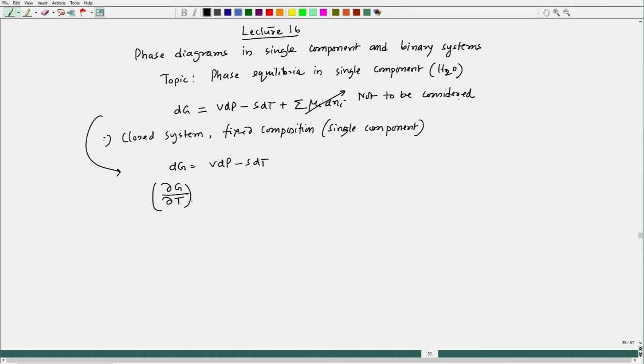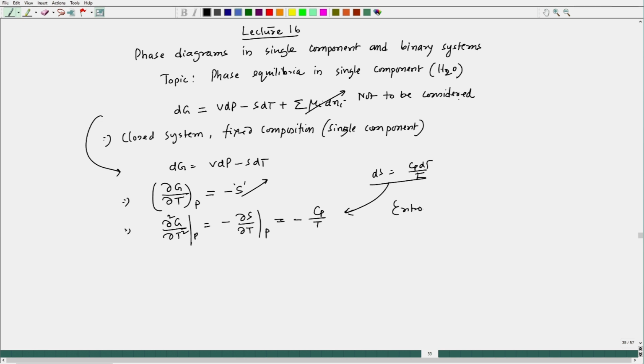Once we write this, I can see what happens at a constant pressure: (dG/dT) at constant pressure is equal to minus S. And if I do it again, (d²G/dT²) at constant pressure is equal to minus dS/dT, which should be equal to minus Cp by T. Why? Because dS equal to Cp dT by T. So, from here it comes. And entropy cannot be negative, so this is a positive quantity all the time. So, entropy is a positive quantity.